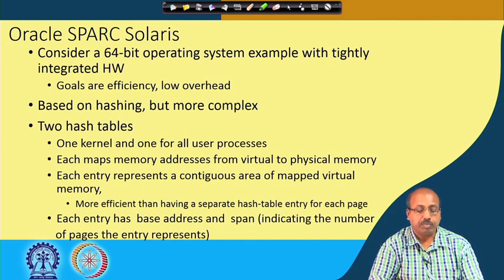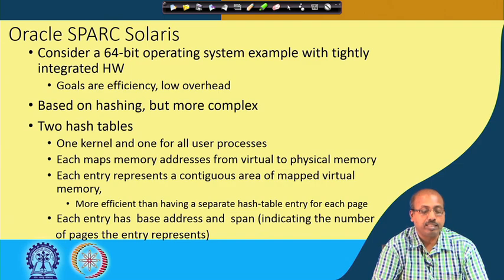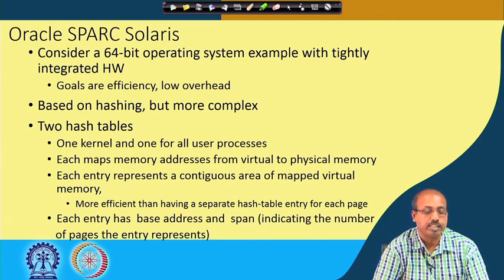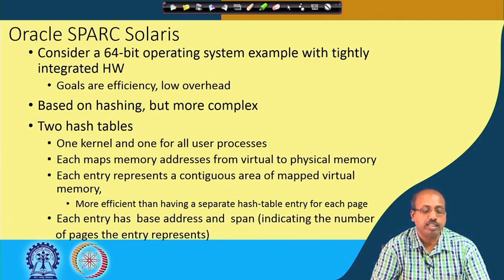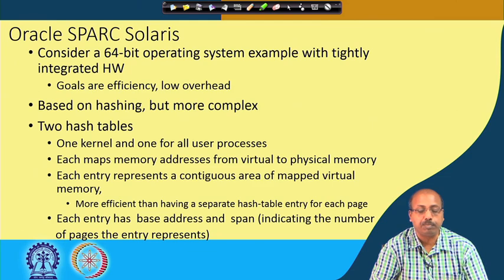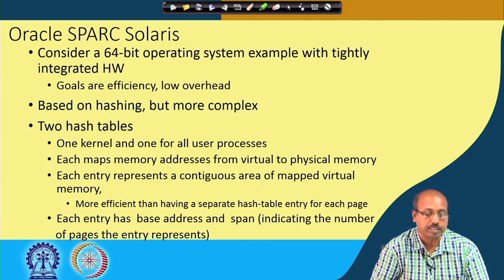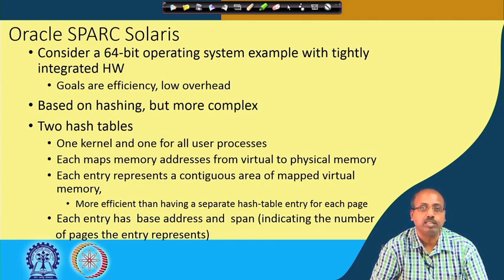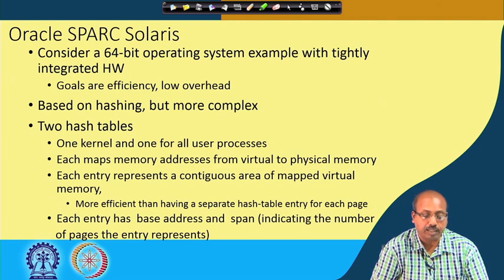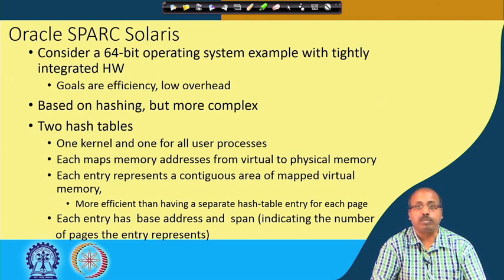Then, considering some of the operating systems that use this paging scheme, one is Oracle SPARC Solaris. Consider a 64-bit operating system example with tightly integrated hardware. So, the goals are efficiency and low overhead. It is based on hashing, but it is more complex in the sense that there are two hash tables, one for the kernel and one for all the user processes.